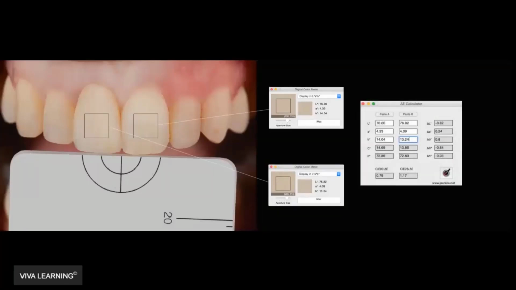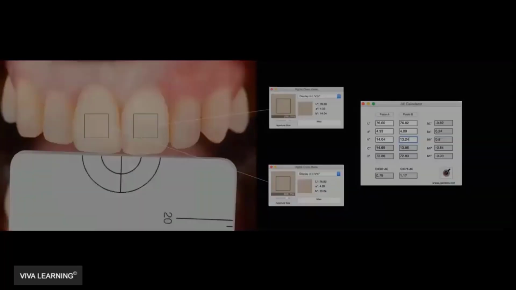Compare the two in the mouth right there. And what I can do is I can use an app called the Delta E calculator, and I can calculate the two, crown to tooth, and come up with my Delta E, which would be the average of the two, to see if I have a successful restoration.